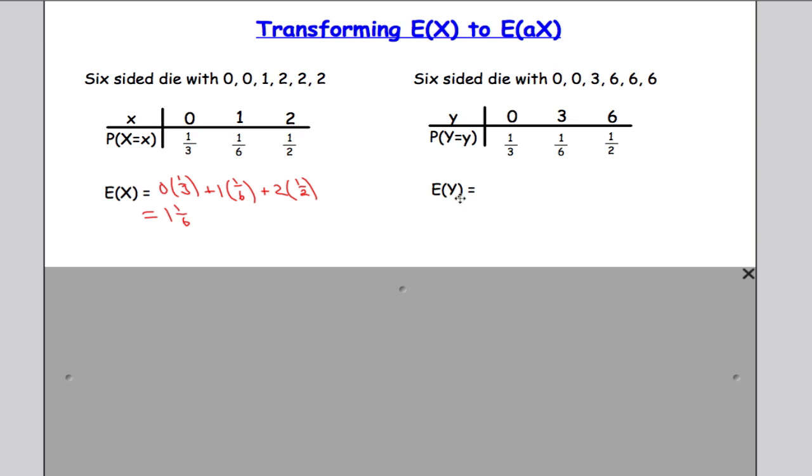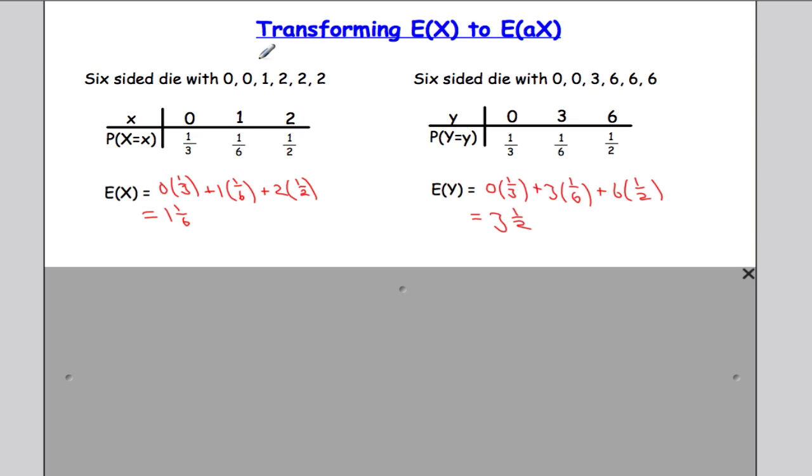Let's have a look at another six-sided die which has 0, 0, 3, 6, 6 and 6, and this has a similar probability distribution to the one we just did a second ago. So suppose I was working out the expected value of y, it would be 0 times 1/3 plus 3 times 1/6 plus 6 times 1/2, and that leaves us with, well, that's a half, so it's going to be 3 and 1/2 altogether.